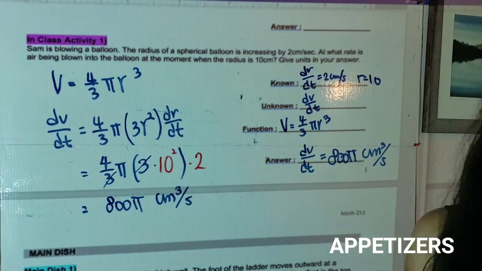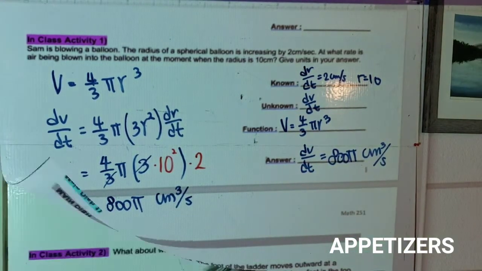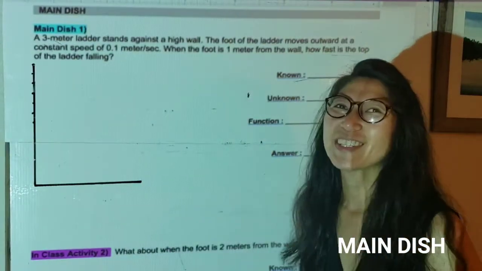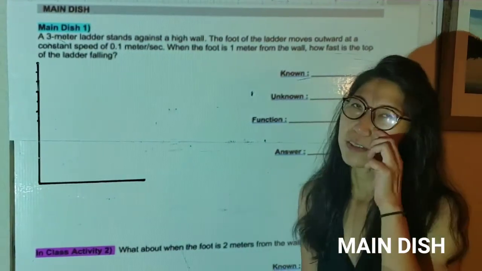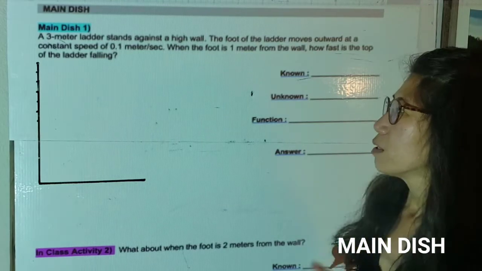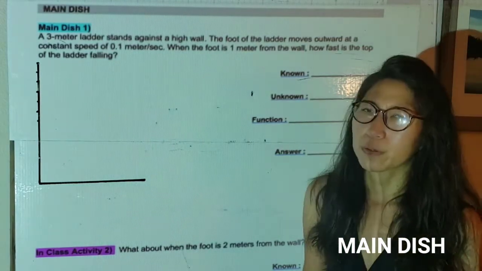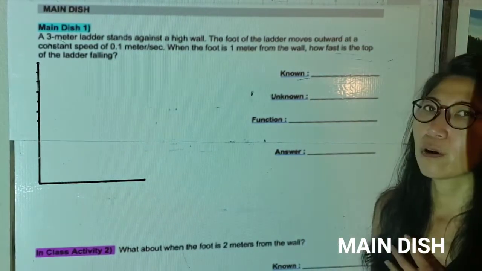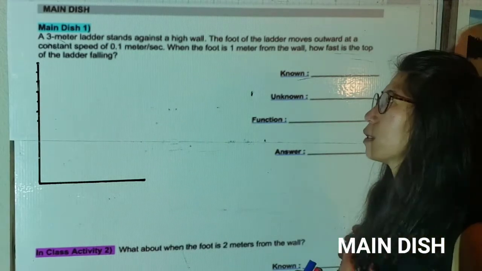Okay, so we're going to move on to the main dish. Our main dish is really the main dish. This is going to be a pretty fun part. So please always listen to the explanation carefully. As I said, calculus is not about solving equations, it's about understanding.